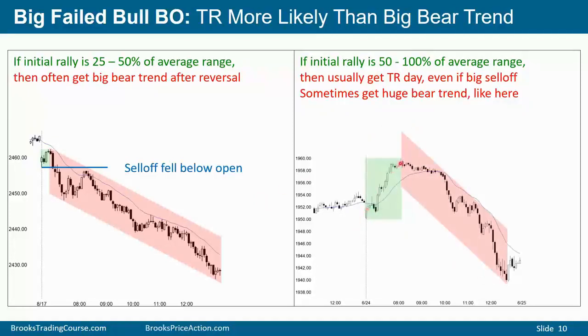A very big rally, and then we get a reversal. Usually the reversal will have a hard time falling much below the low of the rally. Sometimes, maybe 1 chance out of 5, it'll fall a lot further and go down for about a measured move, as it did here.